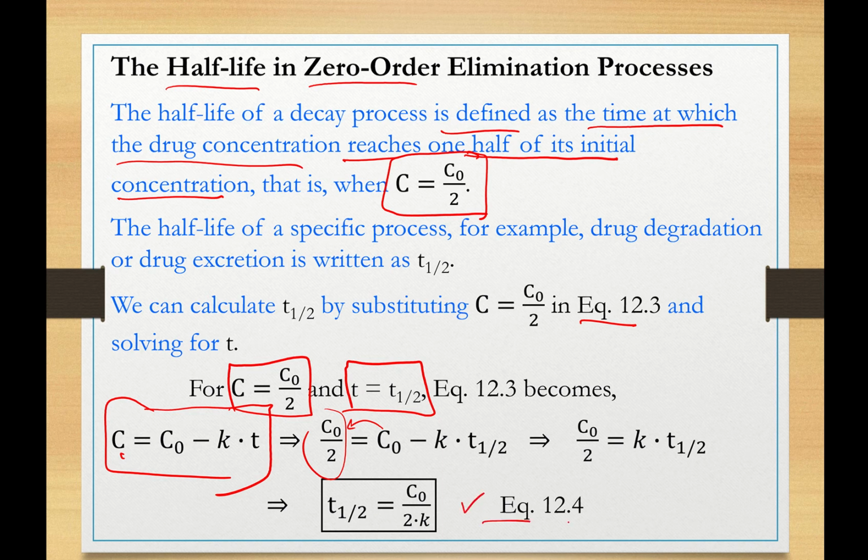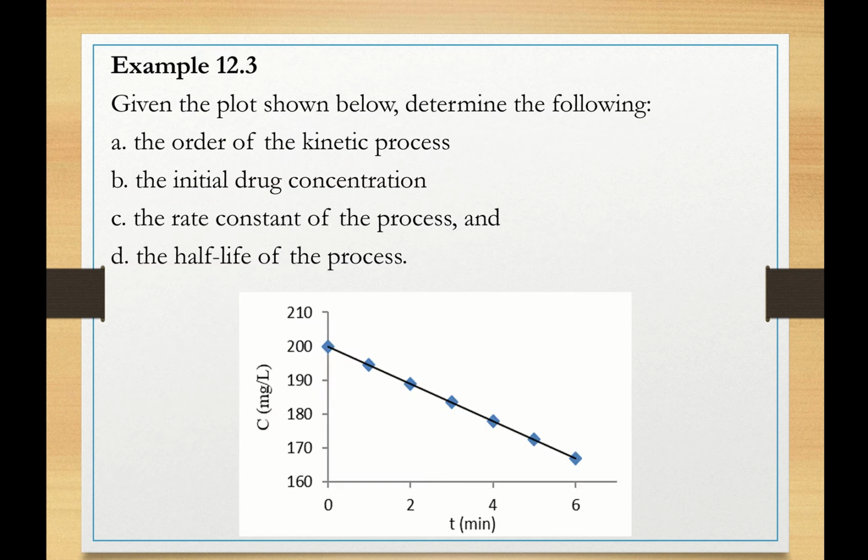So this equation, equation 2.4, allows you to calculate the time at which the drug concentration is going to be reduced to half. So the initial concentration is going to be reduced to half. For zero order processes, the half-life is not very useful because the equation is linear and you could actually determine it from a line, but still it's a valuable equation. Now here we have one example, 12.3, in which we could apply what we have learned.